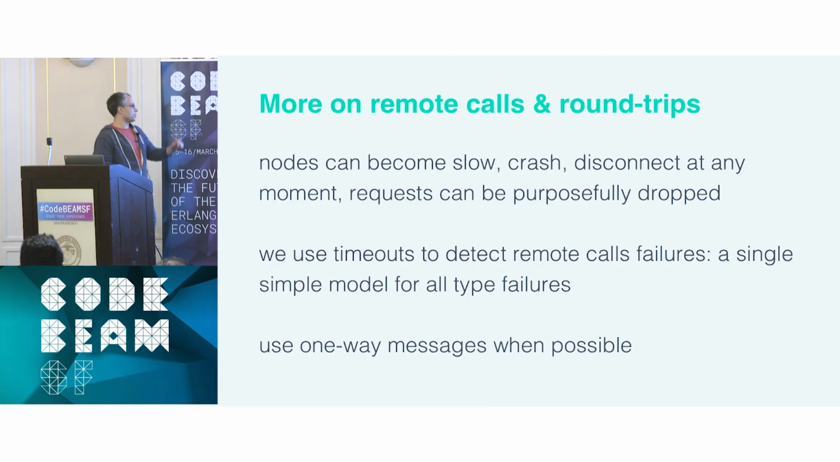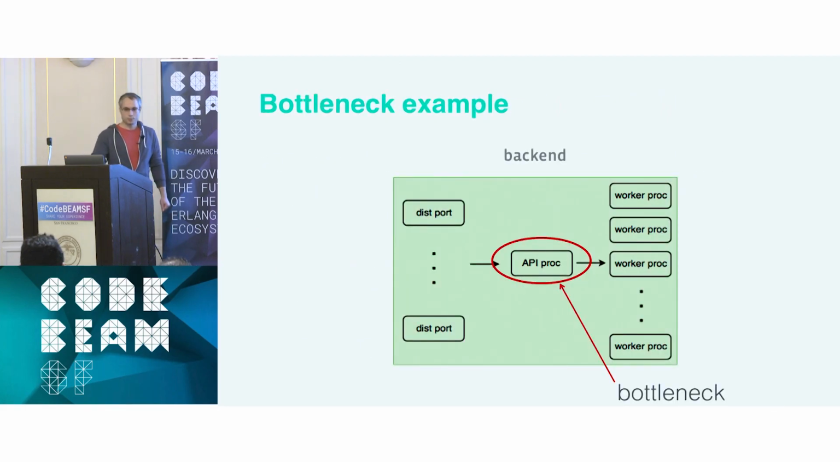We also try to use one-way messages when possible, just as an extra optimization. So this is another example where you can use parallelization to make things faster and reduce contention and lock contention.